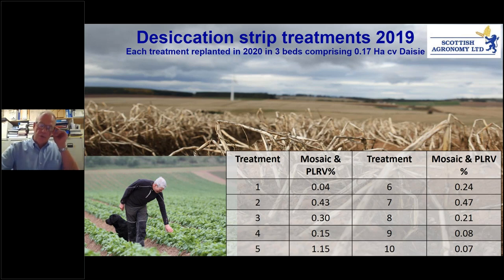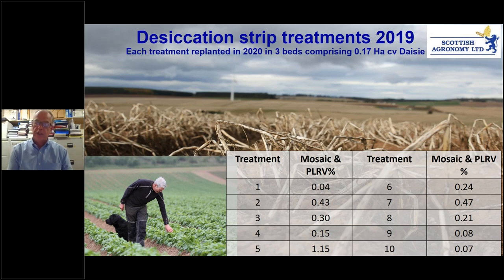The work by Trevor Woodford at that point in time said that delaying the infector removal, even just by 8 days in July, significantly increased the spread of leaf roll to neighboring plants from 2.3% to 8.3%. And I think this is one of the reasons we're seeing an increase in leaf roll in some seed crops at this present point in time.